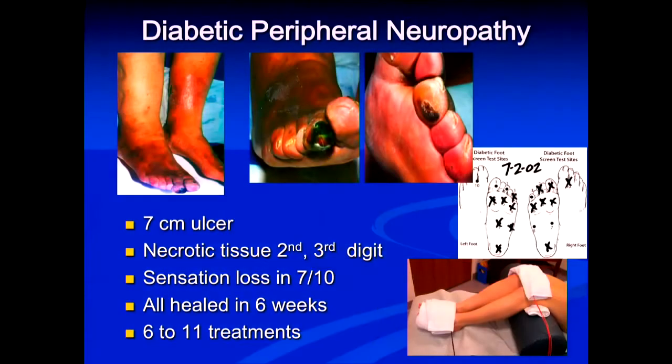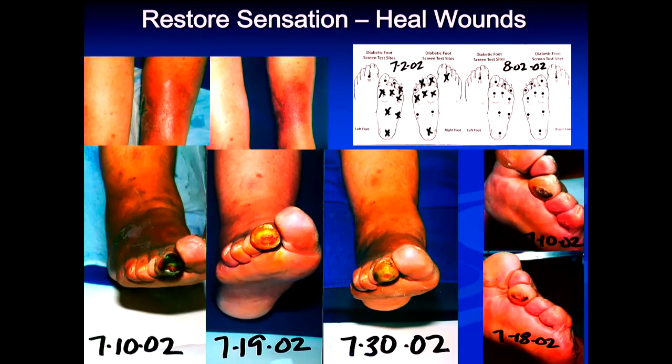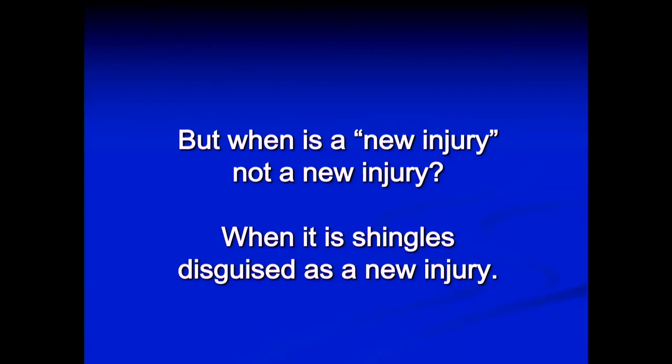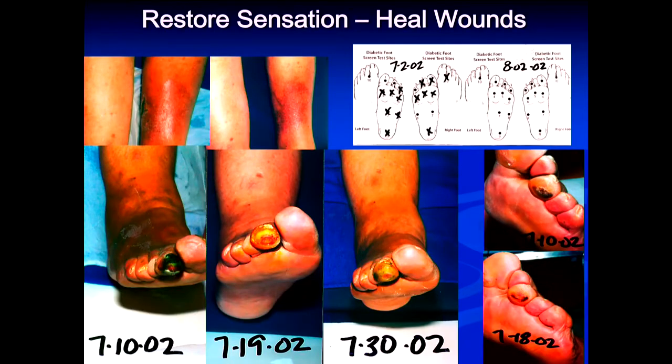Diabetic peripheral neuropathies, for those of you that see diabetic patients. This patient was scheduled to have this toe amputated, but they were waiting to see if it would get worse. He had necrosis in the 2nd and 3rd digits, sensation lost in 7 out of 10 areas in his foot, and they were all healed in 6 weeks, in between 6 and 11 treatments. So this is what happened in 4 weeks. He kept his toes, and the sensation came back.